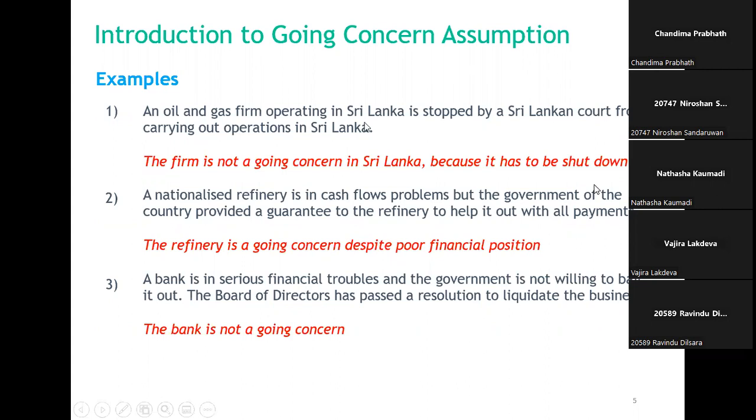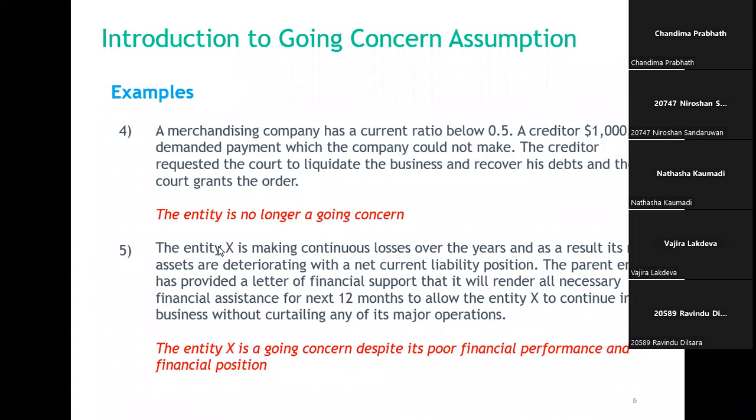That is the same as example number one. But when it comes to number two, despite having events or conditions, the entity is a going concern. Still, the use of the going concern assumption in preparing the financial statements is appropriate. Accordingly, management can prepare the financial statements on the basis the entity is a going concern. Now, let's go to the other one.